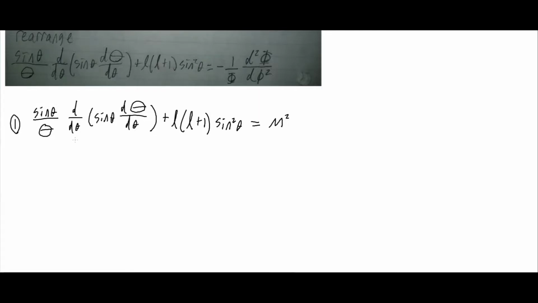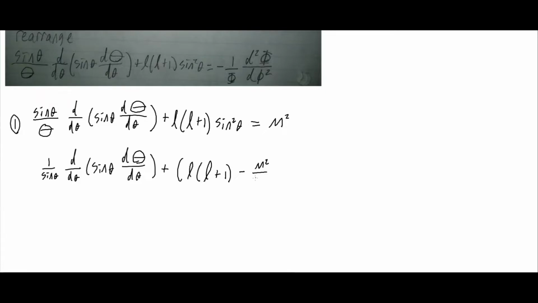But we can rearrange this such that we have 1 over sine of theta d d theta times sine of theta, or I guess this is an operator, so acting on sine of theta d big theta over d theta, and that's plus L, a fancy L there, times L plus 1 minus m squared over sine squared of theta.